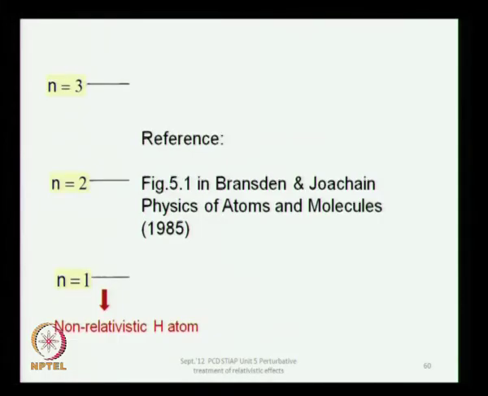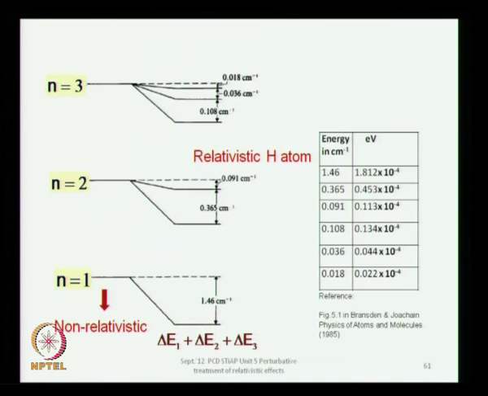So, this is the non-relativistic hydrogen atom. This is of course not drawn to scale, and then when you make relativistic corrections, this is a result that you get from a combination of all the three corrections. Delta E1 is the relativistic kinetic energy correction, then you have got the spin orbit correction, and then the Darwin correction. Not all of these three are important for all the levels, like the spin orbit correction is of no significance for the n equal to 1 state, which is a 1s state, right. So, there is no spin orbit interaction there.